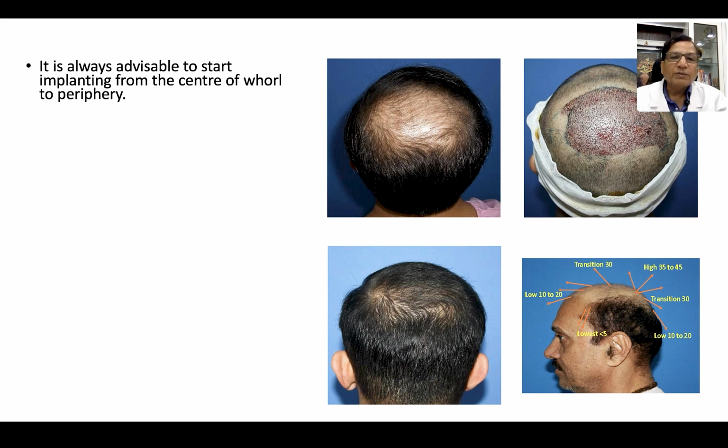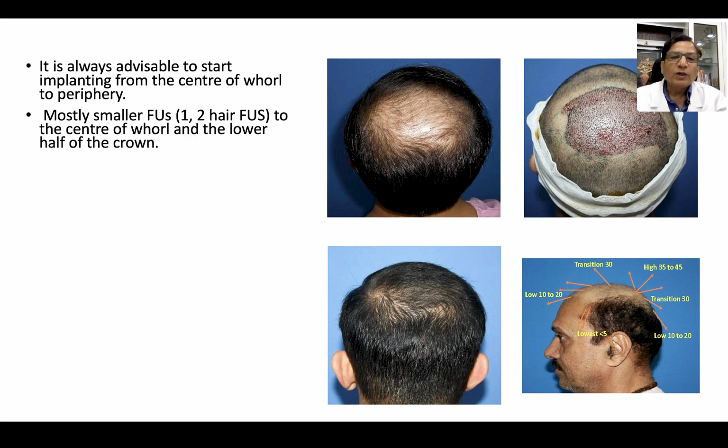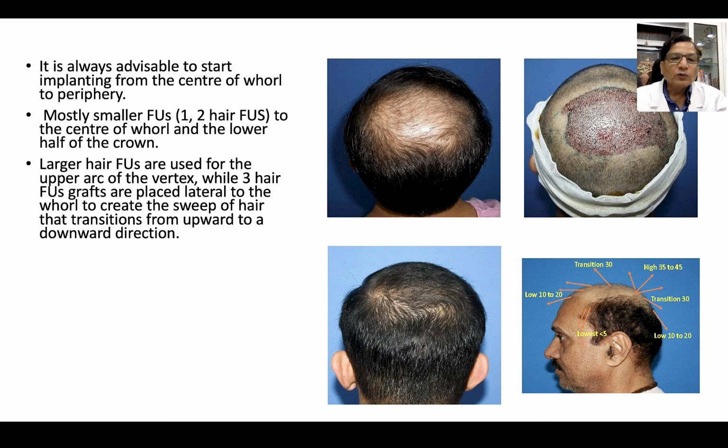It is always advisable to start implanting from the center of the whorl and go to the lateral periphery. Mostly smaller FUs, 1s and 2s, go to the center of the whorl and the lower half of the crown. Larger follicular units are used for the upper arch of the vertex, while 3-hair FU grafts are placed lateral to the whorl to create a sweep of hair that transitions from an upward to a downward direction. So it's important that you put multifollicular grafts here, and in the center you put single or double follicular unit grafts.